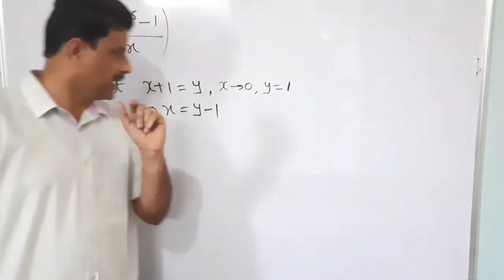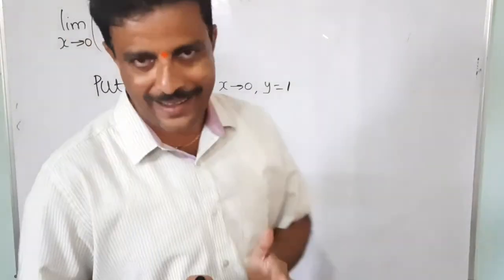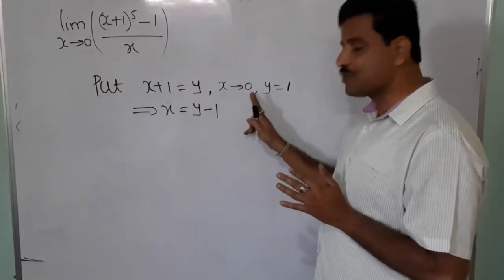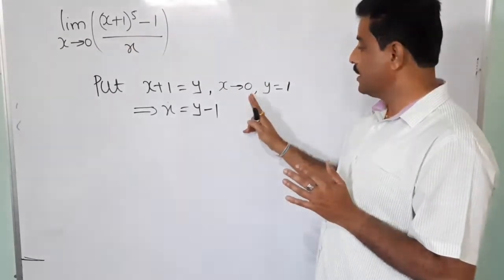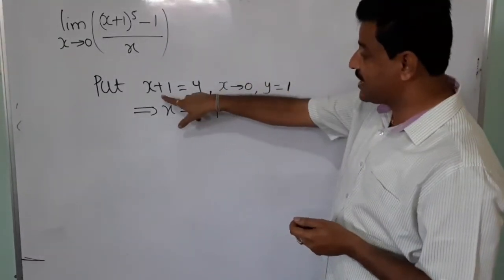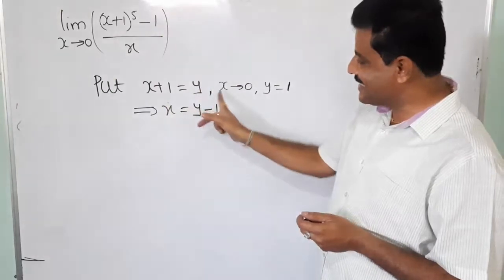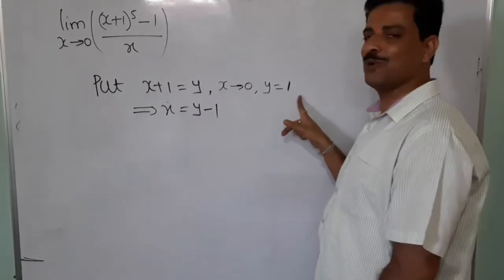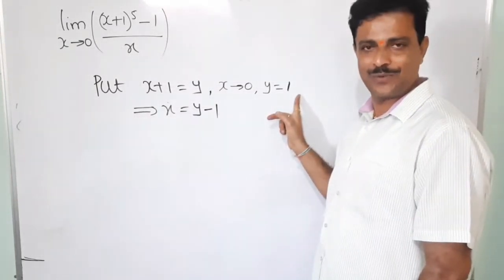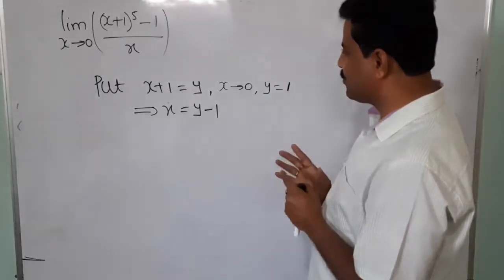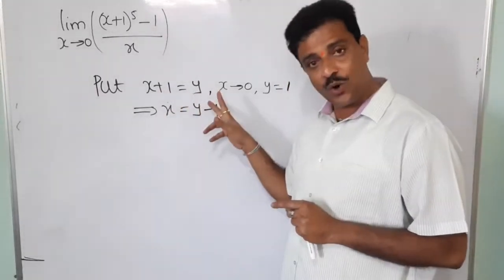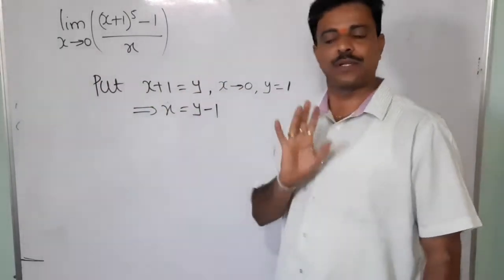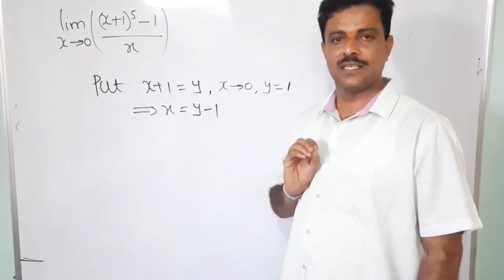According to this, x tends to 0 means put x is equal to 0 here: 0 plus 1 is 1. Therefore y is equal to 1. Did you understand? Whatever you have taken as the substitution, put the x value in it and you get the y value. This is the easy method.